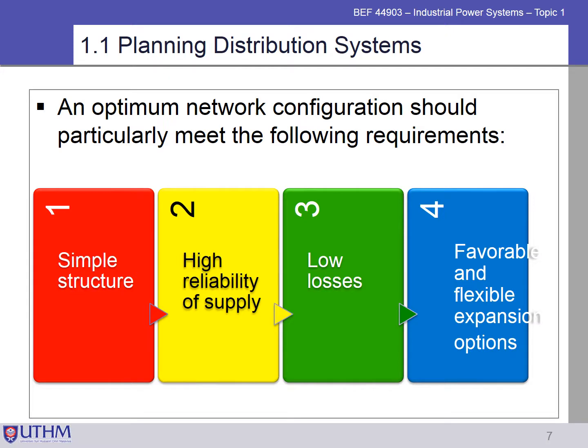Okay, an optimum network configuration should particularly meet the following requirements. First is simple structure, and second is high reliability of supply. Third is low losses, and fourth is favorable and flexible expansion options. So all the planning must cater to all 4 items.